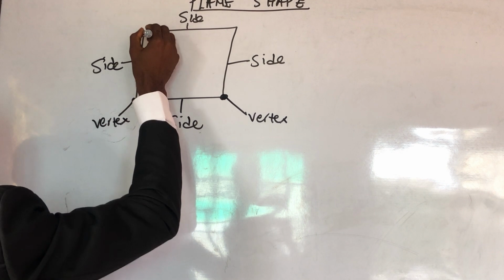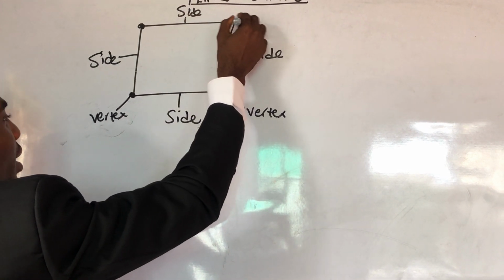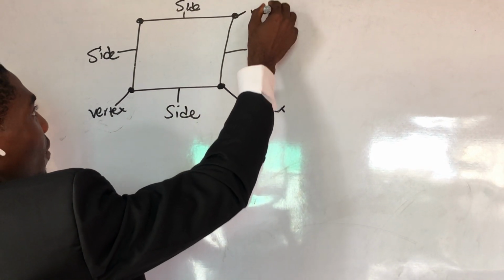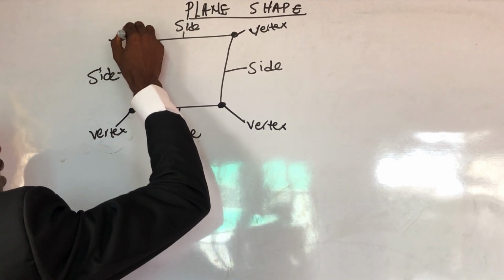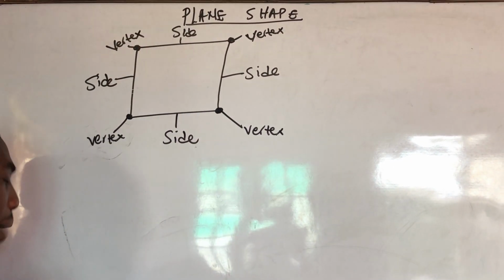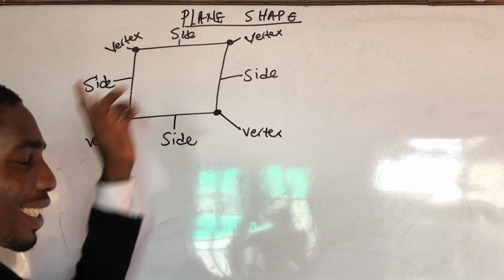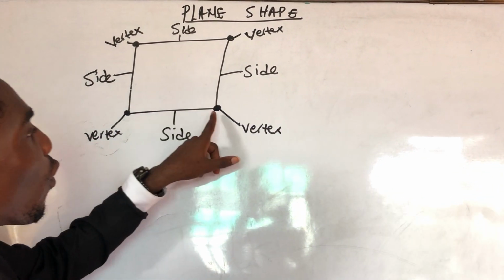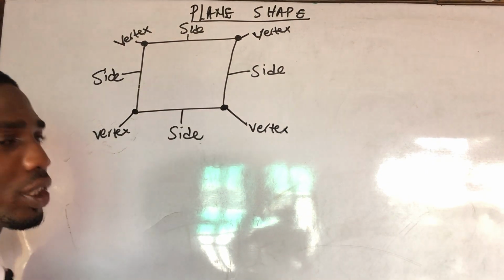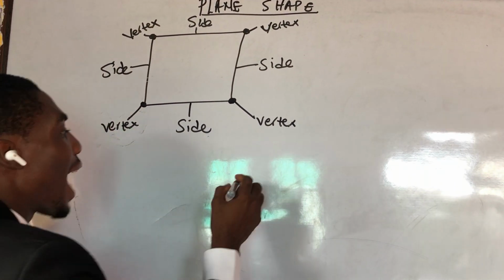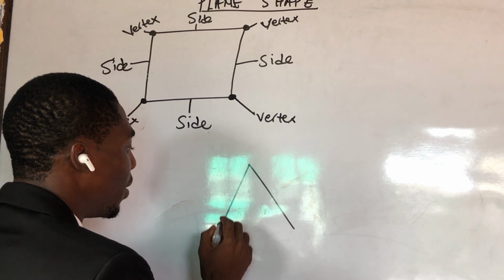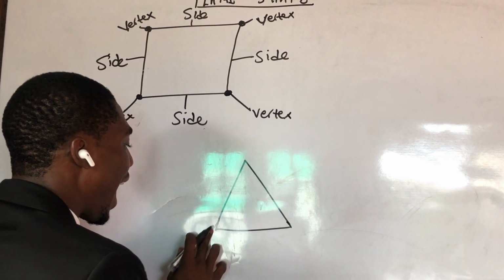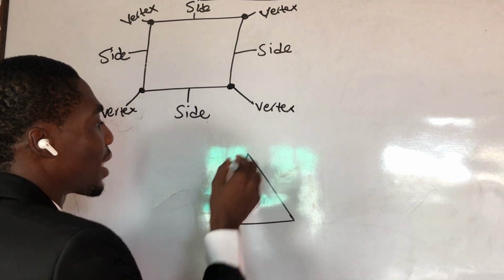The same thing with this vertex. The same thing with this vertex. The same thing with this vertex. So you can be asked how many vertices are in the square. We have 4 vertices and 4 sides. But we are talking about triangle today, we're dealing with triangle today. How many sides and vertices does a triangle have?